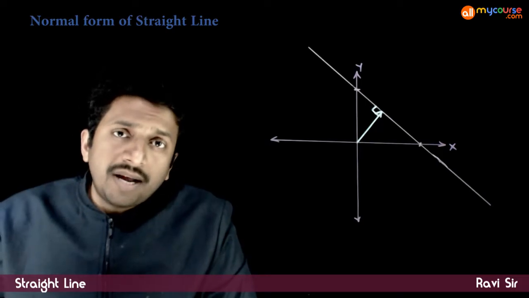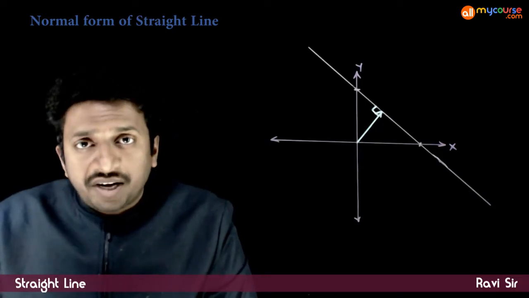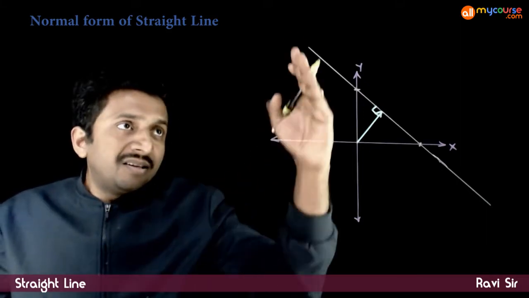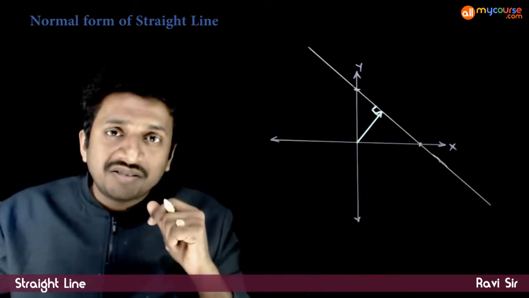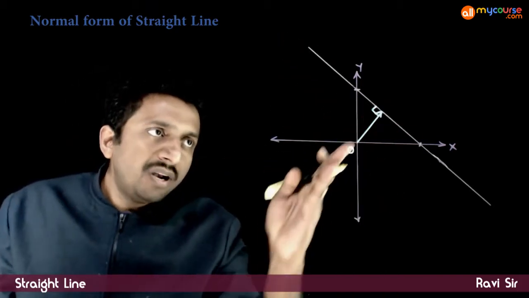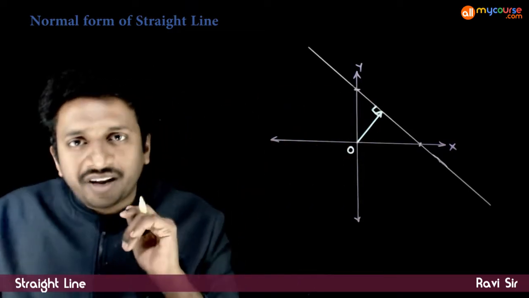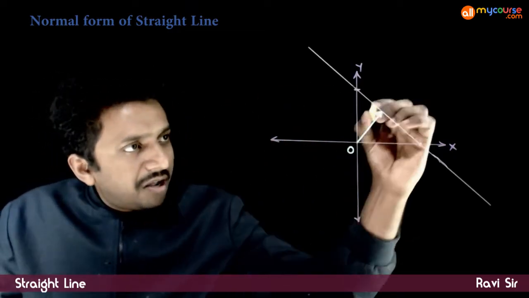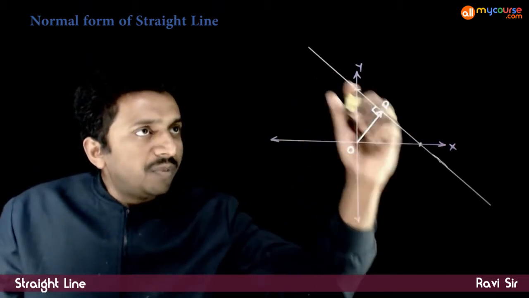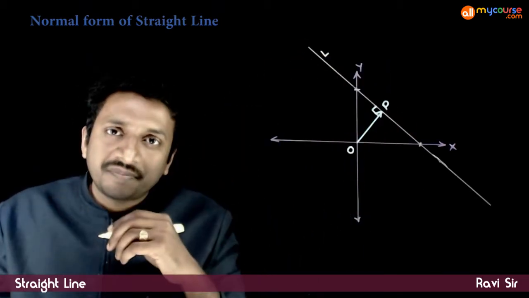So now let us look at the normal form of the straight line. In the normal form of the straight line, the information that is given is that if you have a straight line, you draw a normal from origin onto the straight line. So let us draw a ray OP normal to the given line.